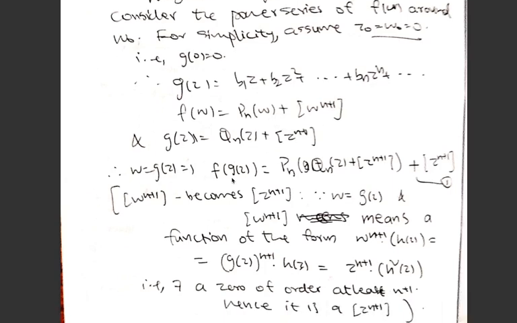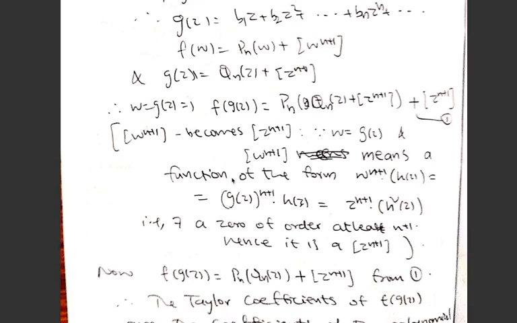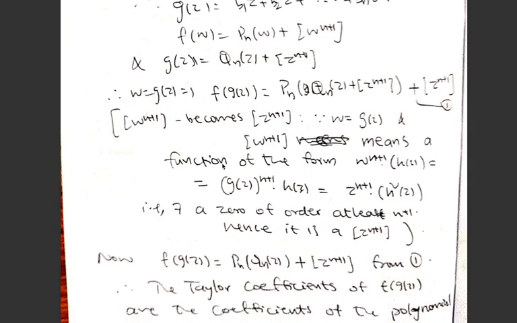For G(z), you write it as Qn(z) plus this, and for F(w) this. Now a simple computation again. What we need is w equal to G(z). We want to find which polynomial represents this. Now a small observation here: the w^(n+1) becomes a z^(n+1) here. That is because of the following.